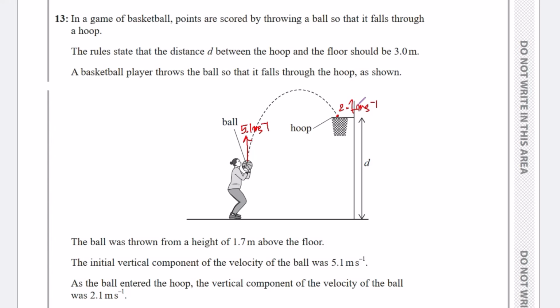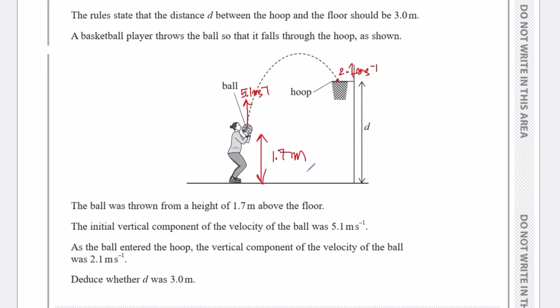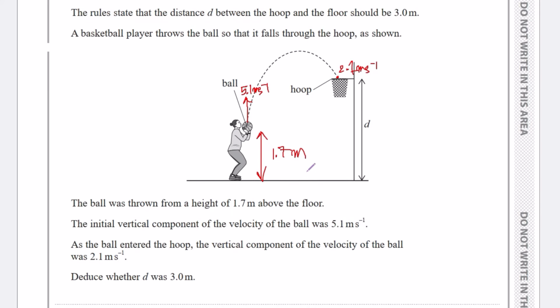Now, what does the question say? Also, add all the information they have given in the question to your diagram. This will really help you to visualize the whole scenario. For instance, the ball was thrown from a height of 1.7 meter above the floor. So this was 1.7 meter, right? So what does the question say? Deduce whether d was 3 meter. Okay.